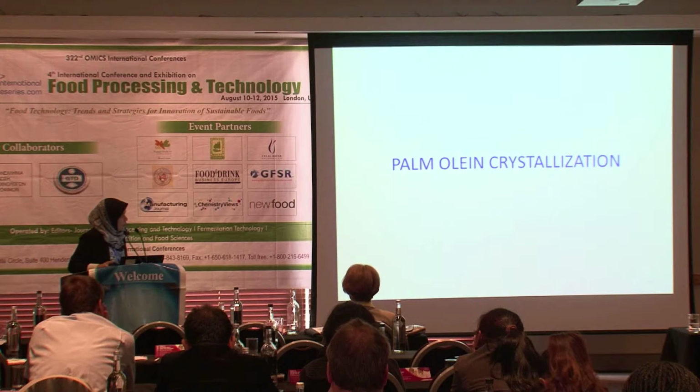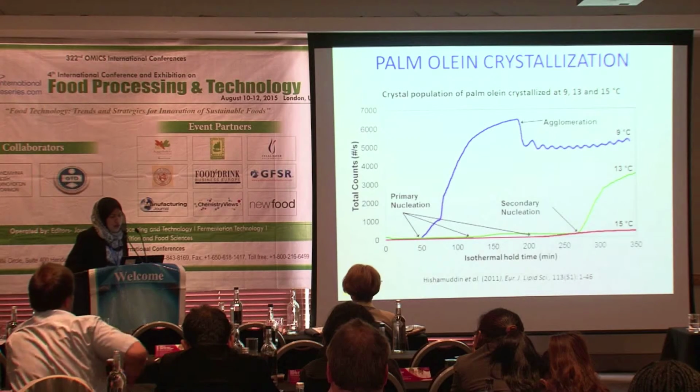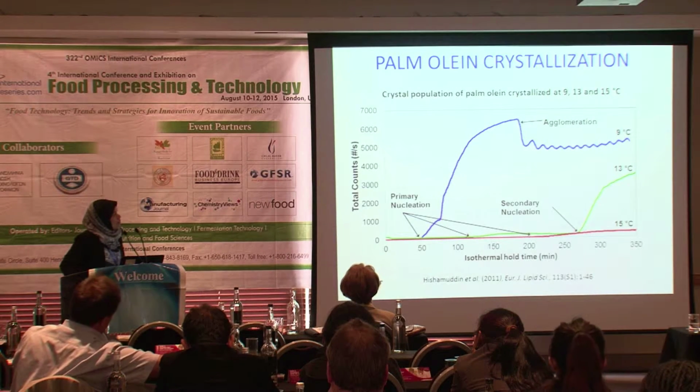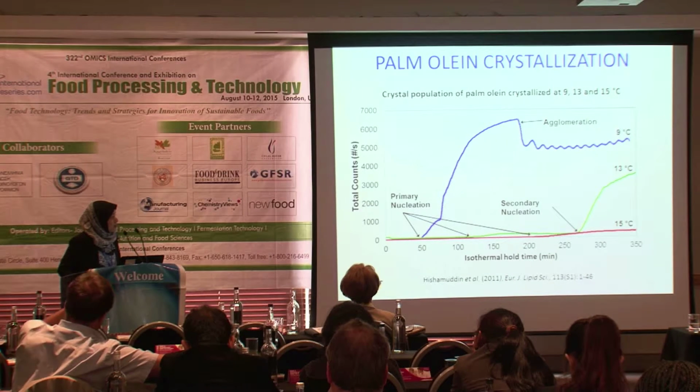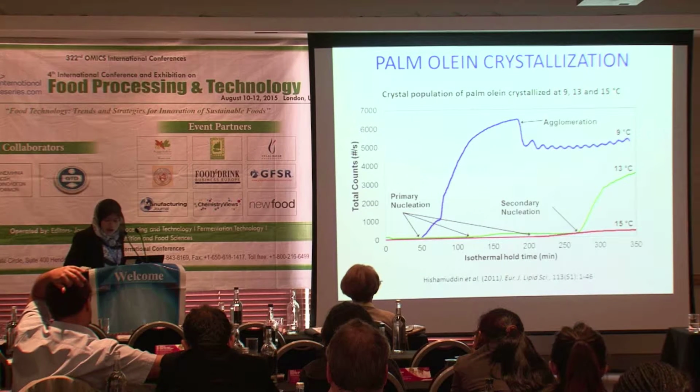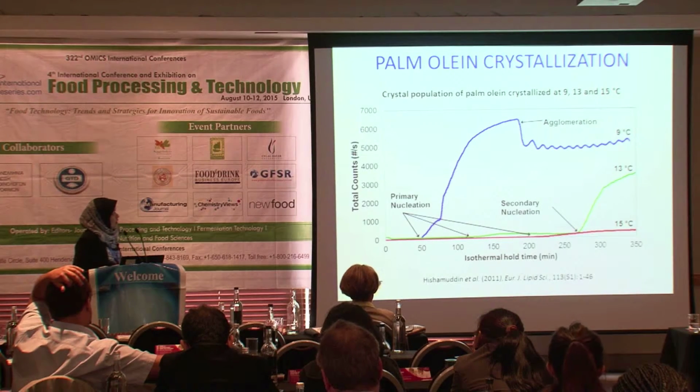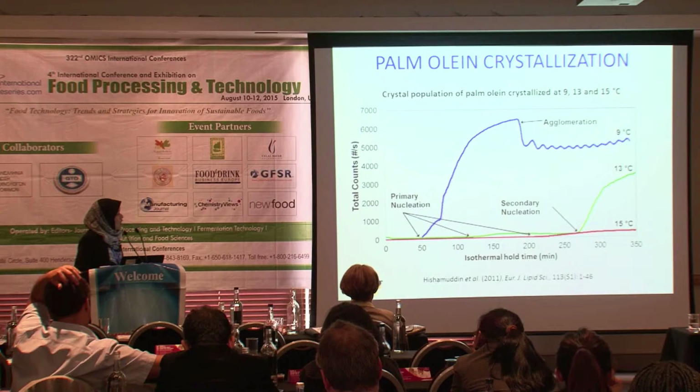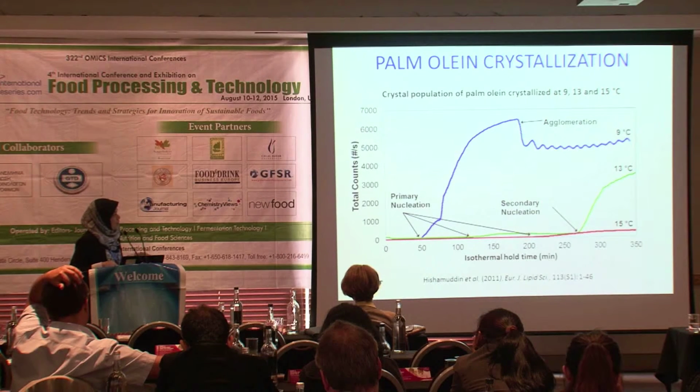And now we'll move on to palm olein crystallization. We managed to do a study on the subproduct of palm oil. We crystallized palm olein isothermally at 9, 13, and 15 degrees Celsius. This is the total counts versus the isothermal hold time, and we can see the different mechanisms that govern the crystallization events at these different temperatures. For instance, at 9 degrees Celsius, there's a primary nucleation. Actually, primary nucleation occurs at all temperatures, but there's an agglomeration event towards the middle of the experiment, signified by a drop in the total particle counts.